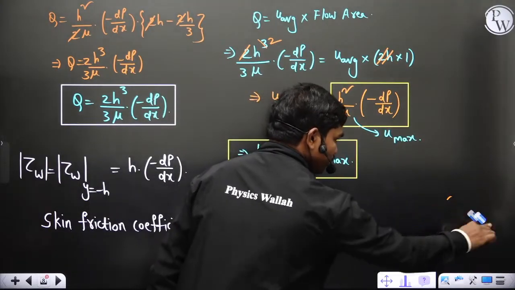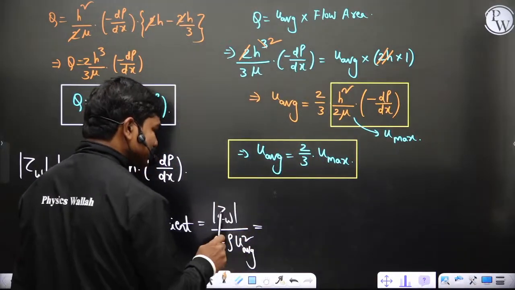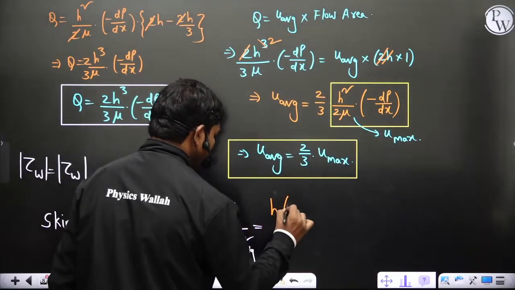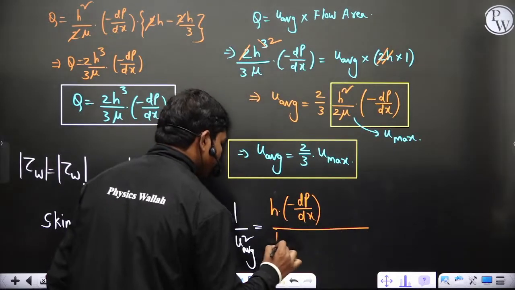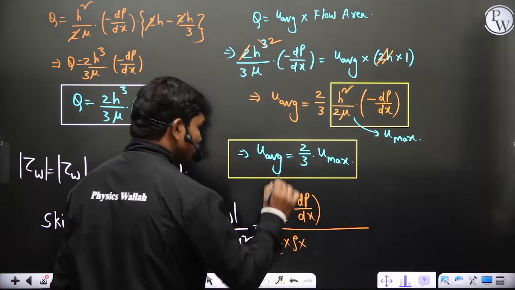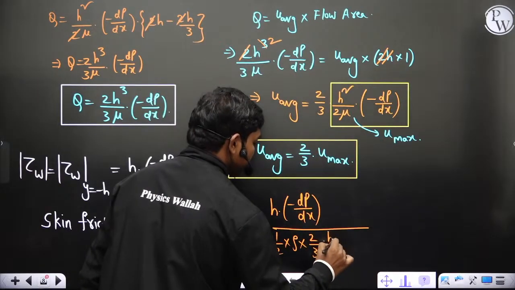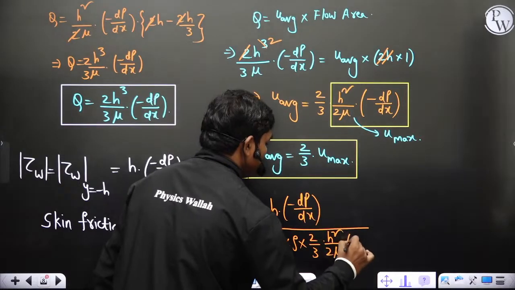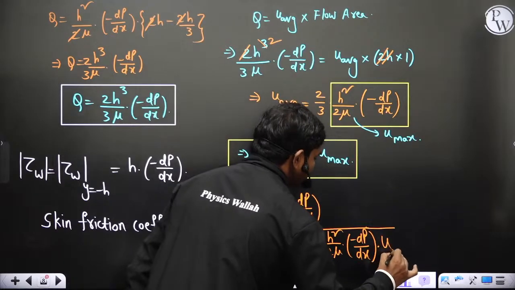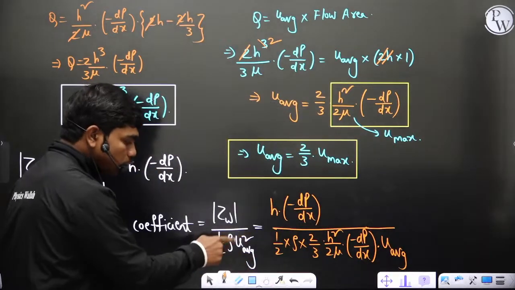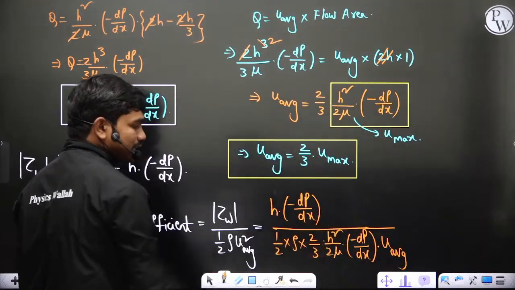Because I want to show you one important thing here. Out of this U square, we'll keep one mu average as it is. So tau is first of all h into minus dp by dx by half times density into U average, and one expression for mu average is 2/3 h square by 2 mu into minus dp by dx. Into U average is what I'm keeping, okay? So try to understand, out of this square, one term I'm keeping as it is, one term I'm substituting for the expression of mu average, okay?